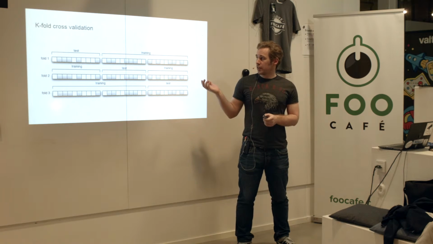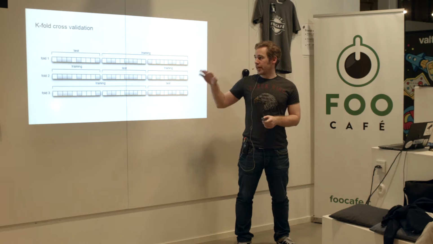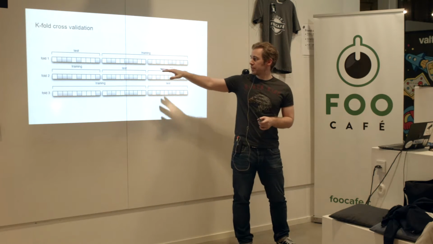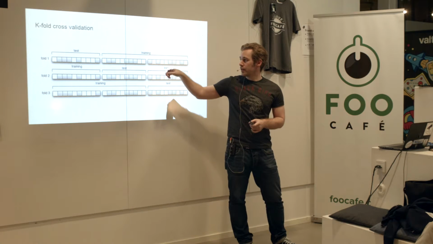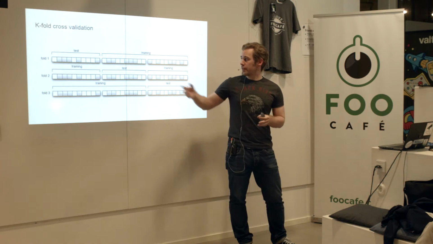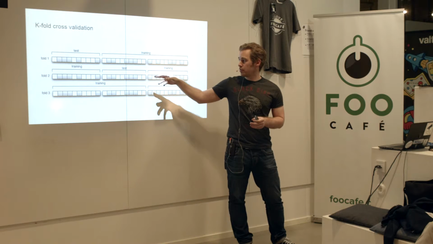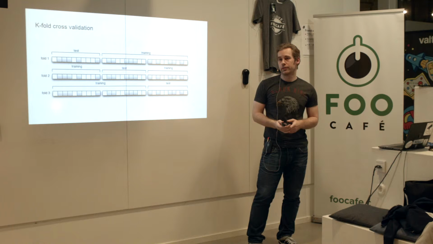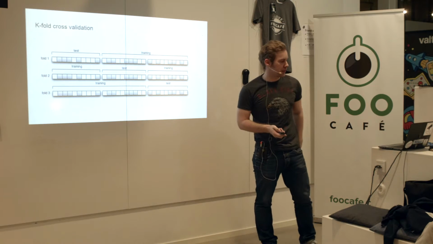With k-fold cross-validation, you do this k times. This is an example of threefold cross-validation. You split the data into 3 sets, use one set as a test set and the rest as training sets. Then you swap the test and training sets and repeat it 3 times in this case. In the thesis, I did it 10 times.